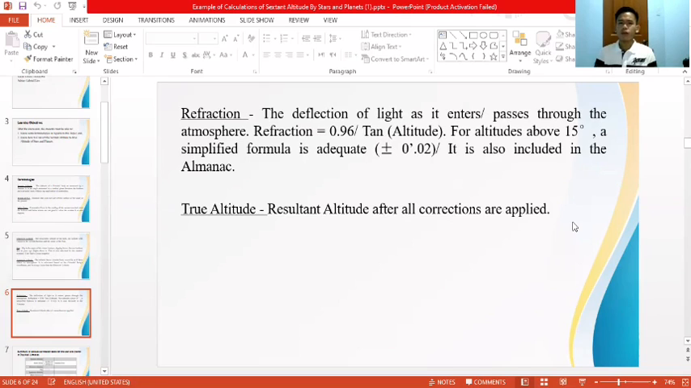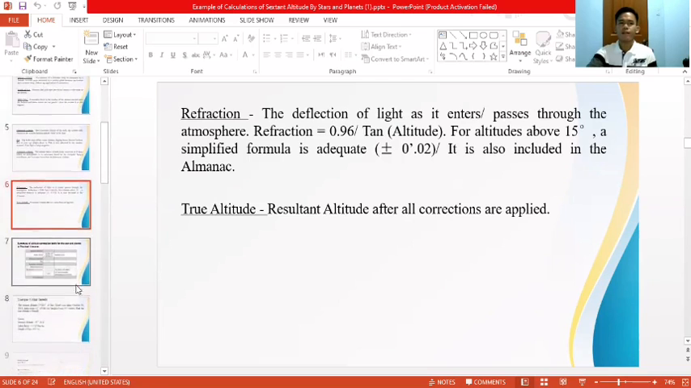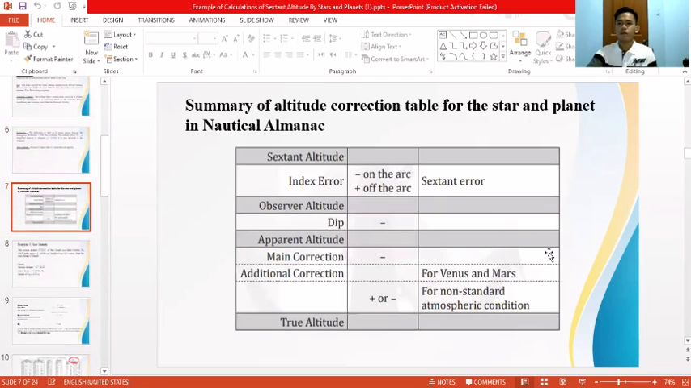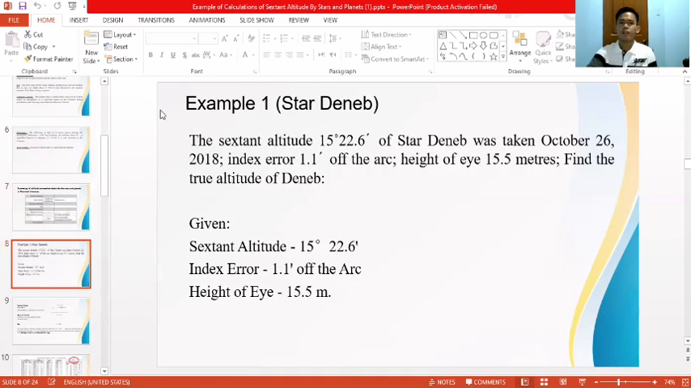True altitude is the resultant altitude after all corrections are applied. Here is the summary of altitude correction tables for the stars and planets in the nautical almanac. Let's proceed to the example problems using the stars in getting the true altitude.